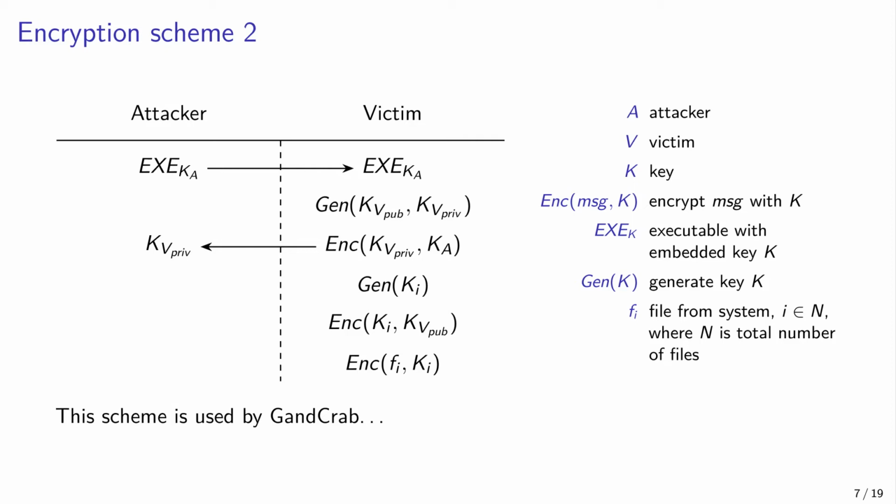This scheme has one weakness, and that is if the victim has logs from the network traffic, which is rather unusual for regular users. It is trivial to decrypt all files since the encrypted private key is transmitted to the attacker and it is encrypted with a known key. This scheme was observed, for example, in the Gantt-Crab ransomware.